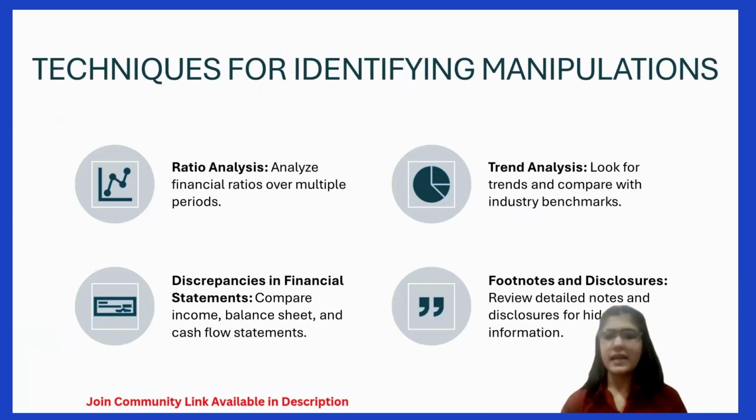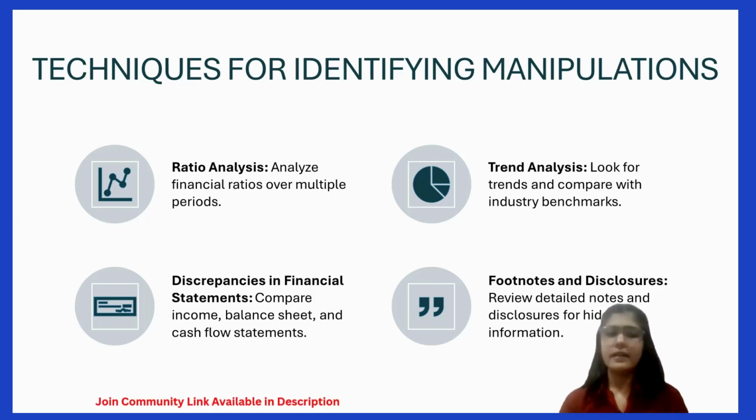So manipulations can be identified. There are various techniques that can be used over time. First one is ratio analysis. Ratio analysis is really essential and it allows us to spot inconsistencies over time. There are some ideal ratios that are way more reliable. And then is the trend analysis. We compare the financial trends with the industry benchmarks, so we can identify anomalies within the current company.